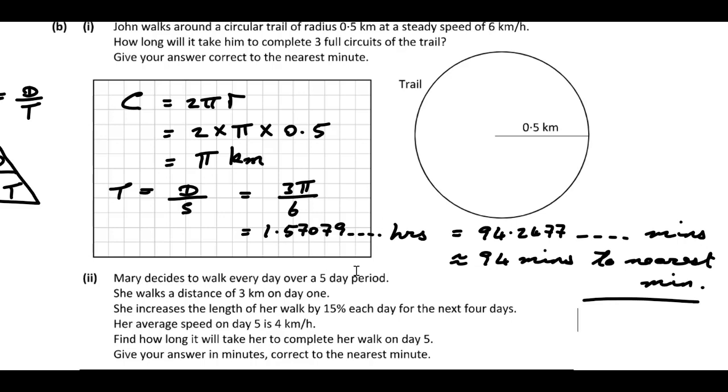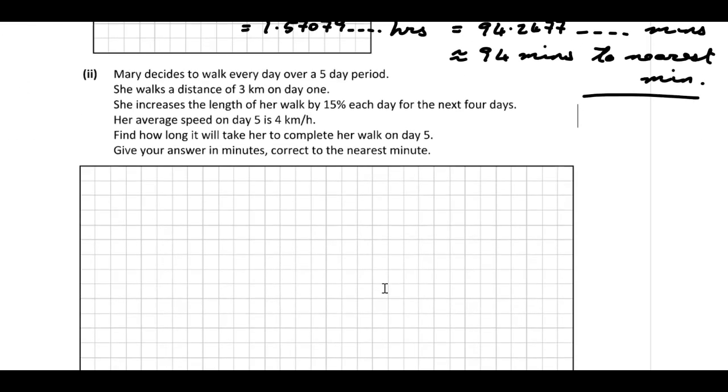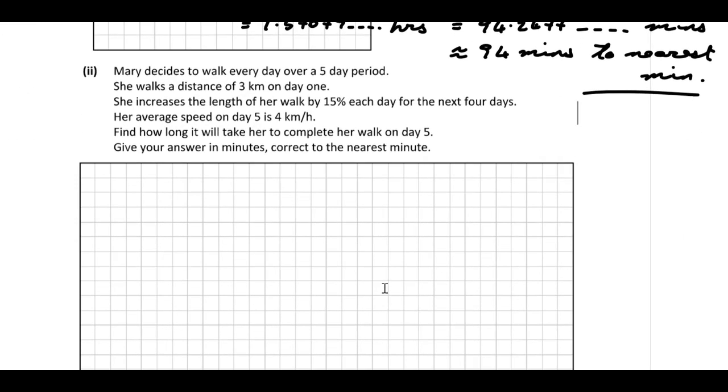So let's move on to the second part. Mary decides to walk every day over a 5-day period. She walks a distance of 3 kilometers on day 1. She increases the length of her walk by 15% each day for the next 4 days. Her average speed on day 5 is 4 kilometers per hour. Find how long it takes her to complete her walk on day 5. Give your answer in minutes.